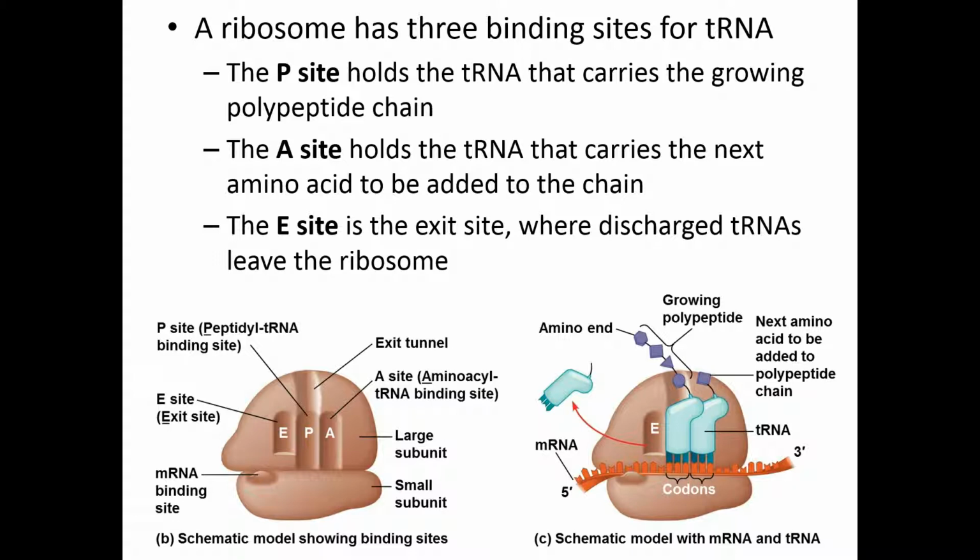So the P site holds the tRNA molecule that carries the growing polypeptide chain. This is where the actual transfer of the growing protein chain occurs to the new amino acid. This is where you have your peptide bond formation. The A site is basically the attachment site of your charged tRNA molecule. It binds to the next codon sequence in line. And then the E site is where your uncharged tRNA molecule leaves the ribosome.